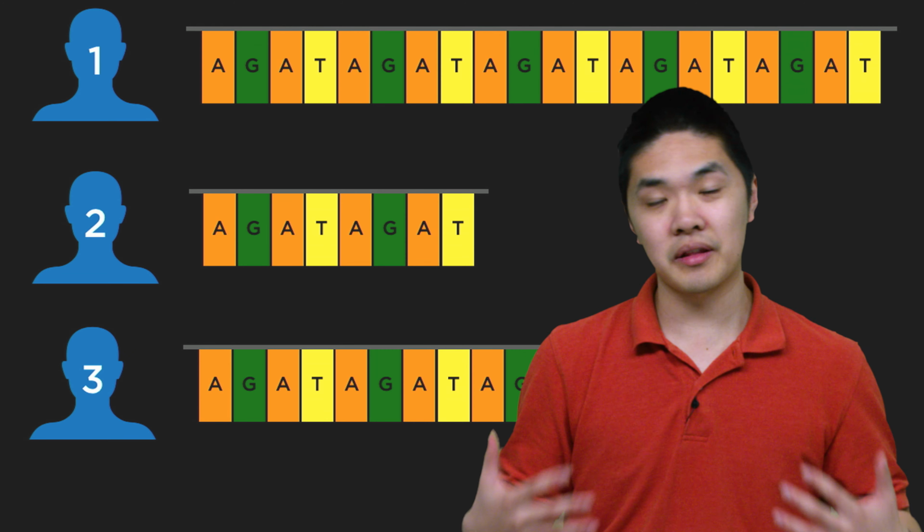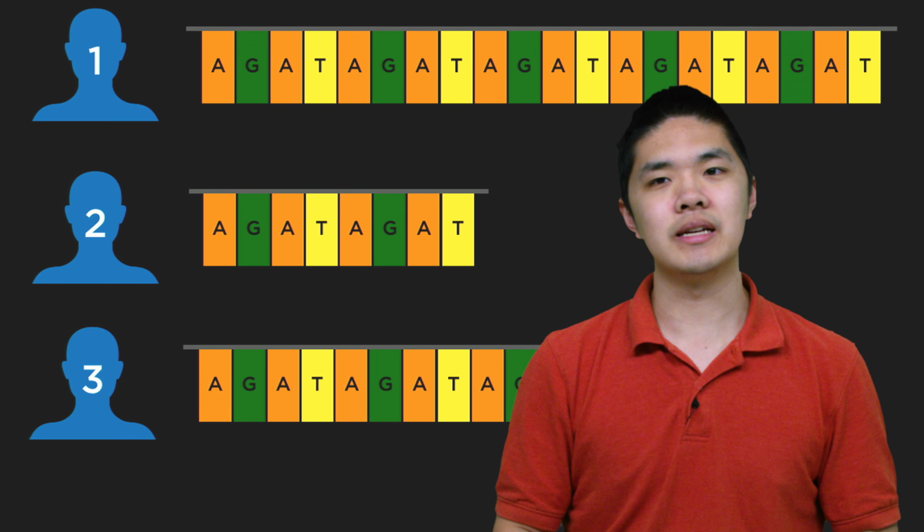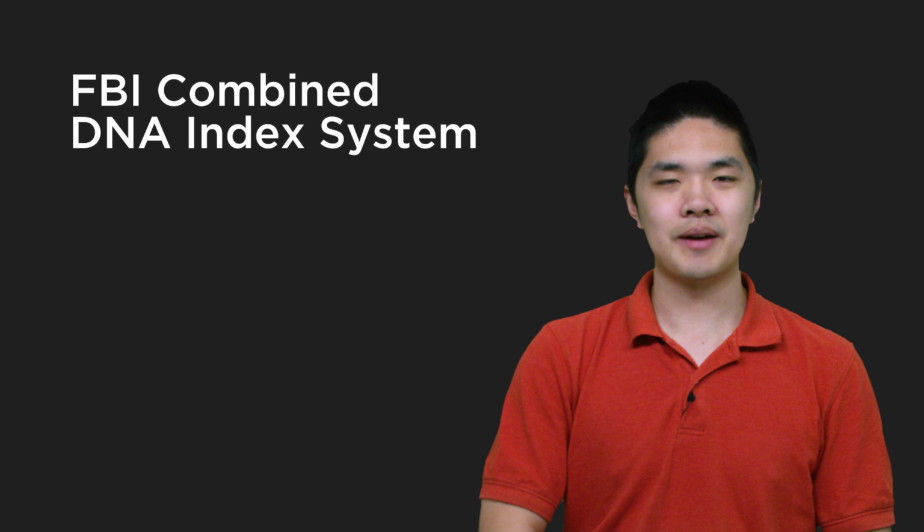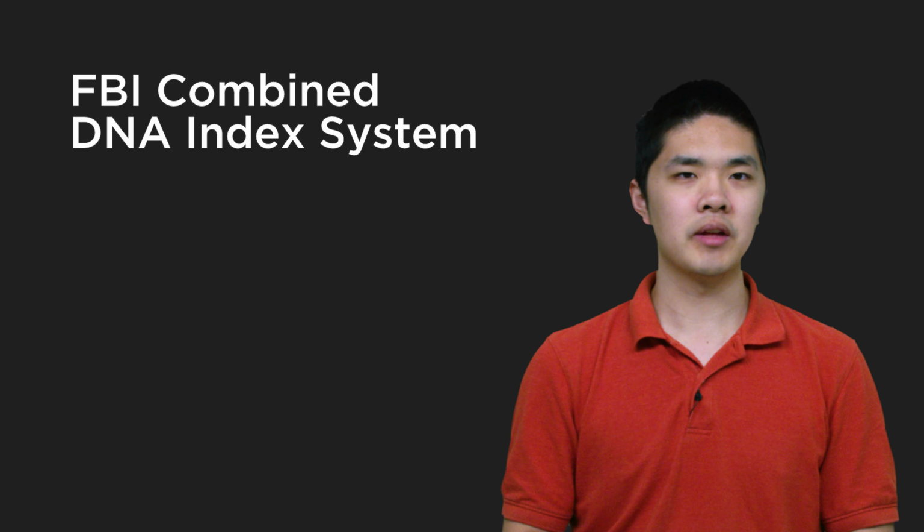And it turns out that this is actually how governments try to do DNA identification. The FBI has a database called the FBI Combined DNA Index System, CODIS for short. And inside of this database, the FBI keeps track of particular locations inside of people's DNA where they find these repeating sequences.